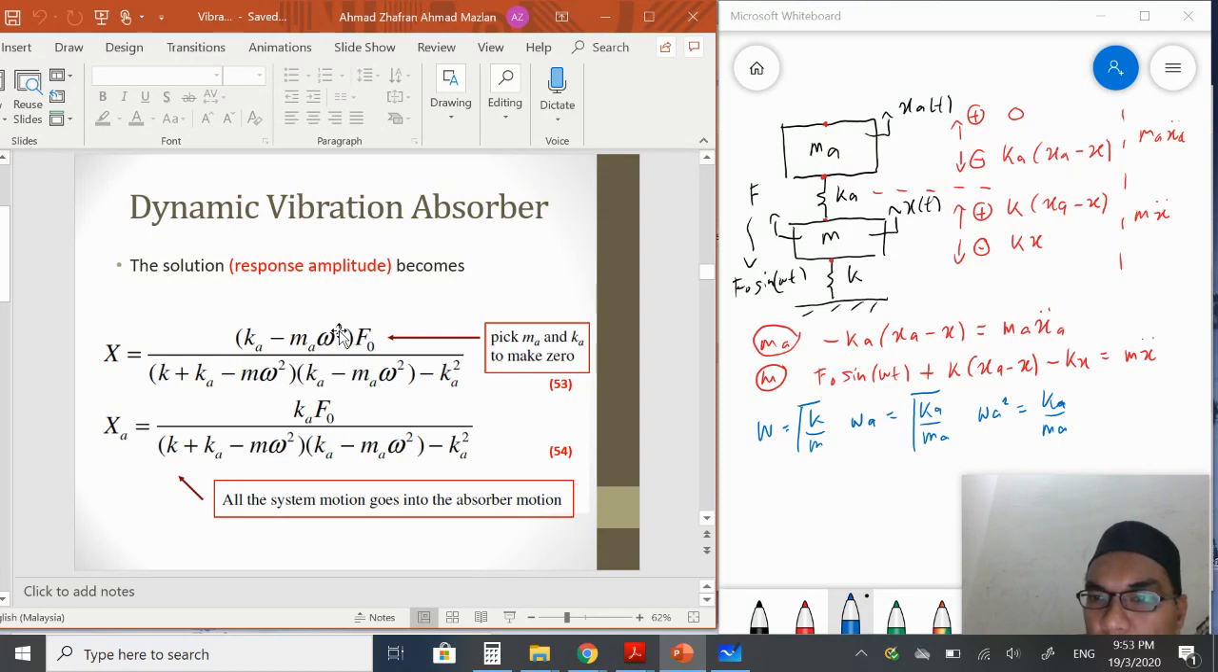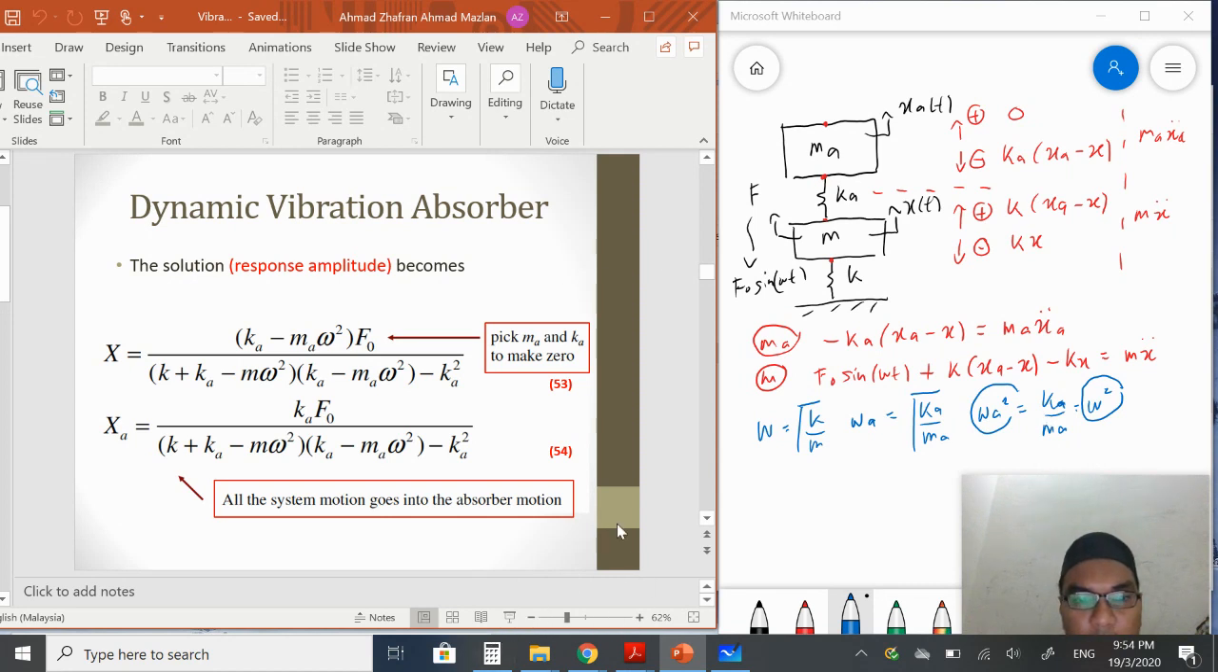Where omega a is the same as the operating frequency, you can replace ka over ma here. You can cancel out the ma, and ka will be minus ka, so it becomes 0, so that the primary system vibration becomes 0, and everything is transferred to the amplitude of the DVA. By picking ma and ka to make it 0, all the system motion goes to the absorber motion. This is what you have to know about the system.